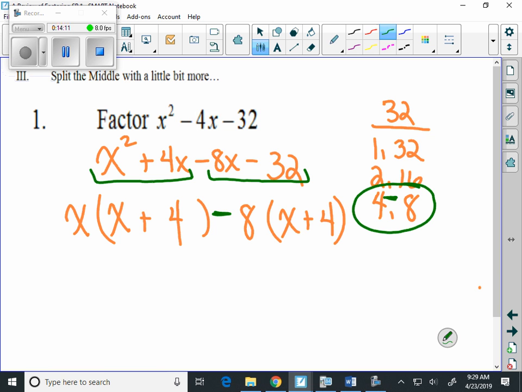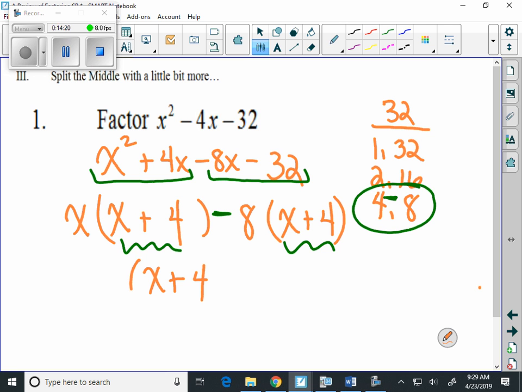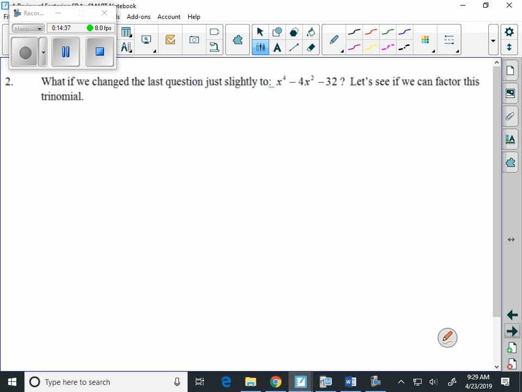And what we see is that we have an x plus 4 from each group. And then we have an x minus 8. Again, that should not be something that we've forgotten. It seems to reoccur over and over throughout the year. But what if we take it and change that problem, which was a quadratic, to a quartic? So now, instead of x squared, it's x to the 4th. Minus 4x squared minus 32.